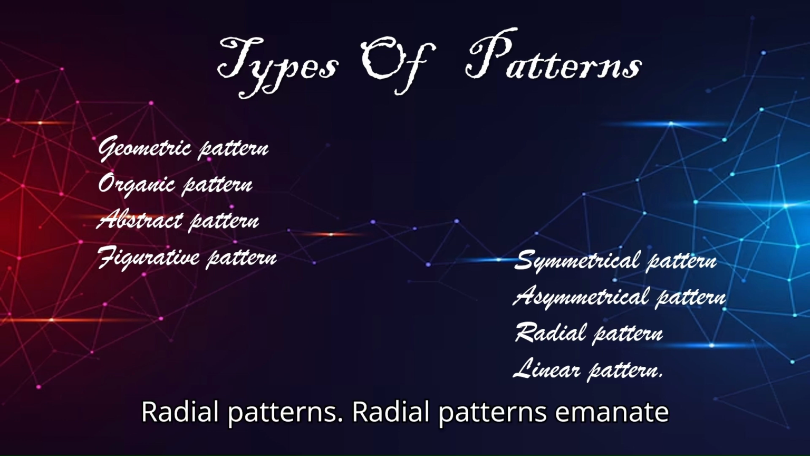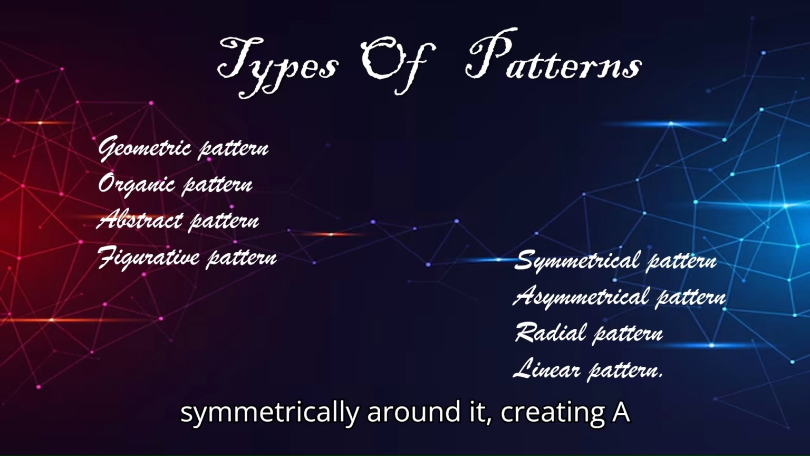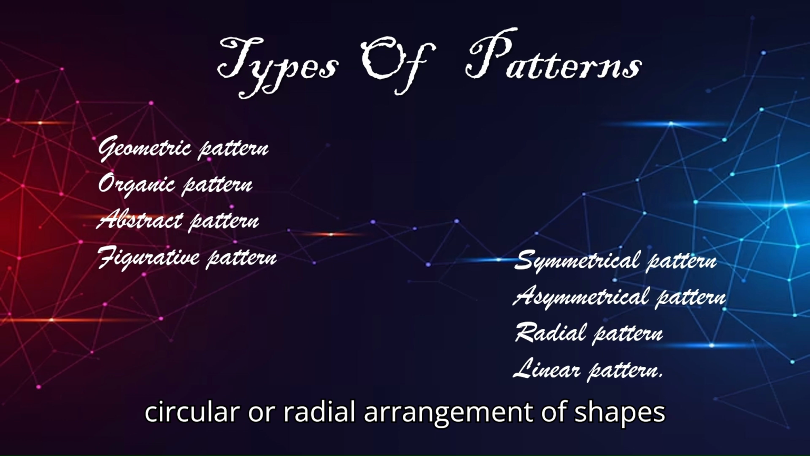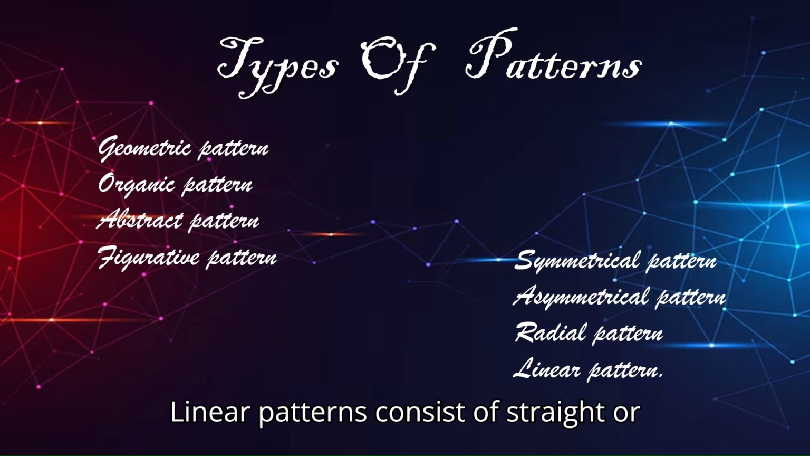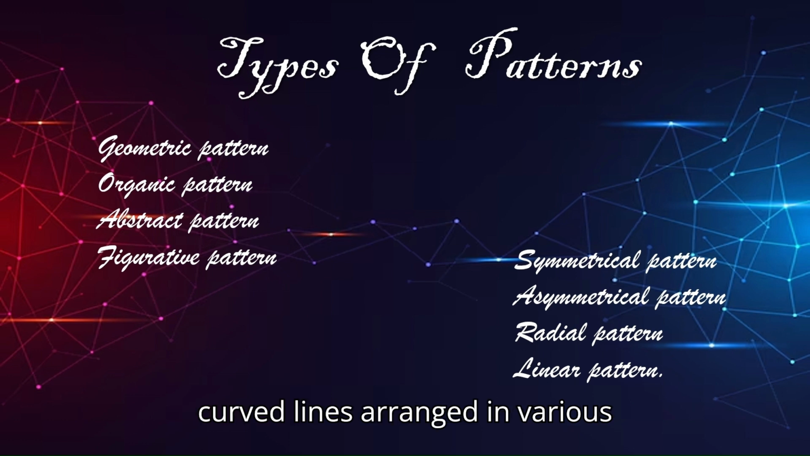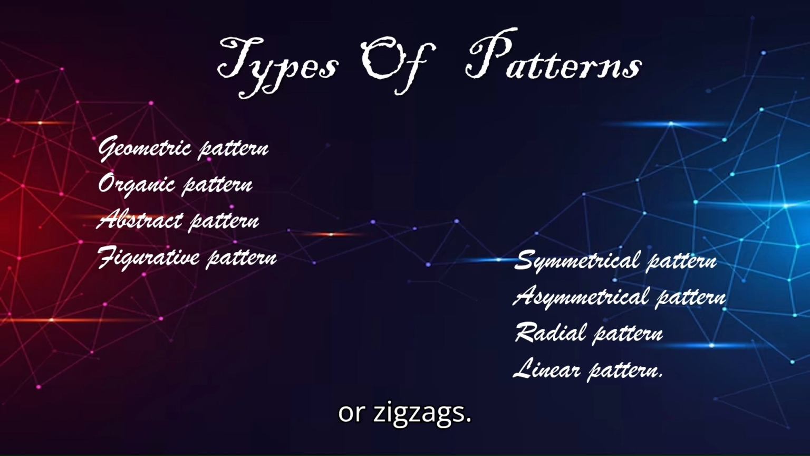Radial patterns. Radial patterns emanate from a central point and repeat symmetrically around it, creating a circular or radial arrangement of shapes or motifs. Linear patterns. Linear patterns consist of straight or curved lines arranged in various configurations, such as stripes, waves, or zigzags.